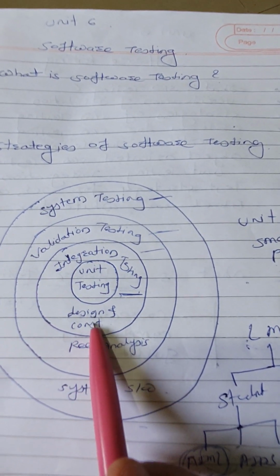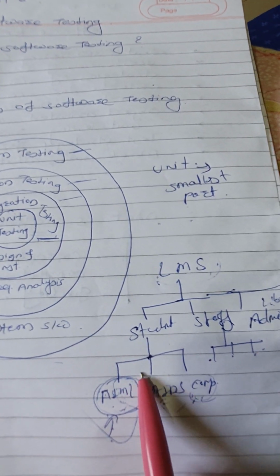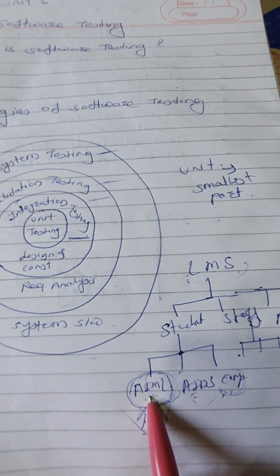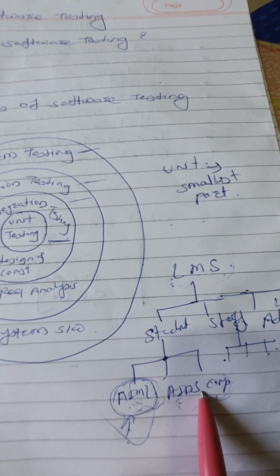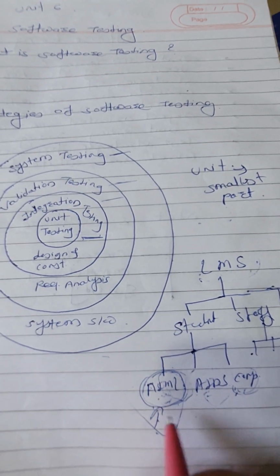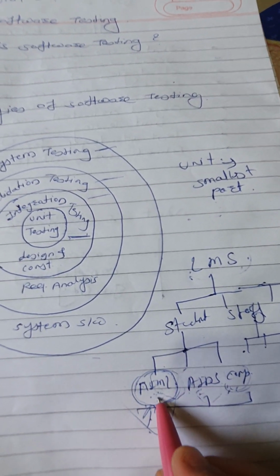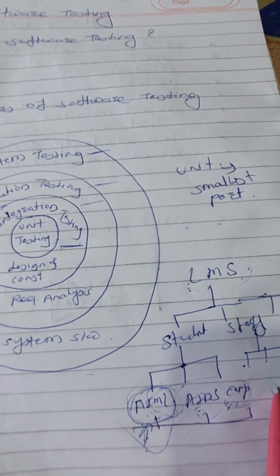Integration testing means design and construction. Integration means to combine multiple modules together. Suppose you want to perform testing on AIML student, AIDS student and computer student. Then integration testing means you have to combine all three modules together and then perform one type of testing.